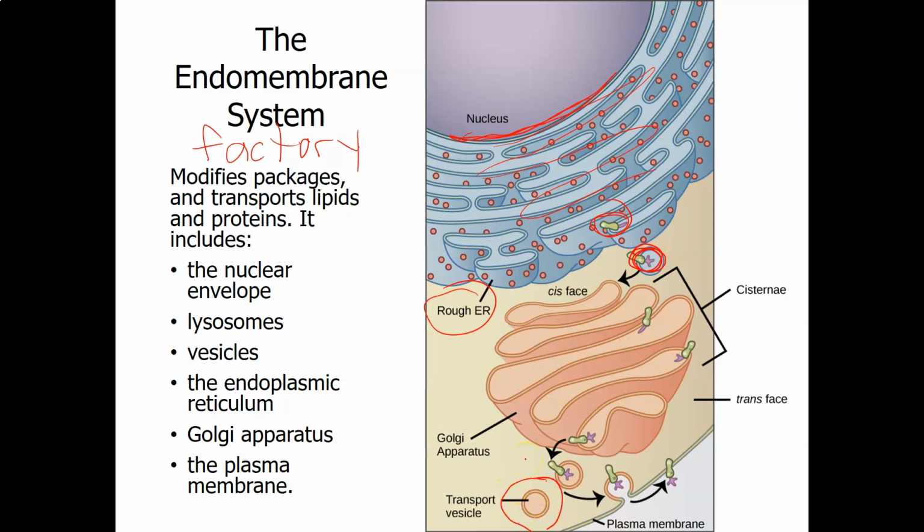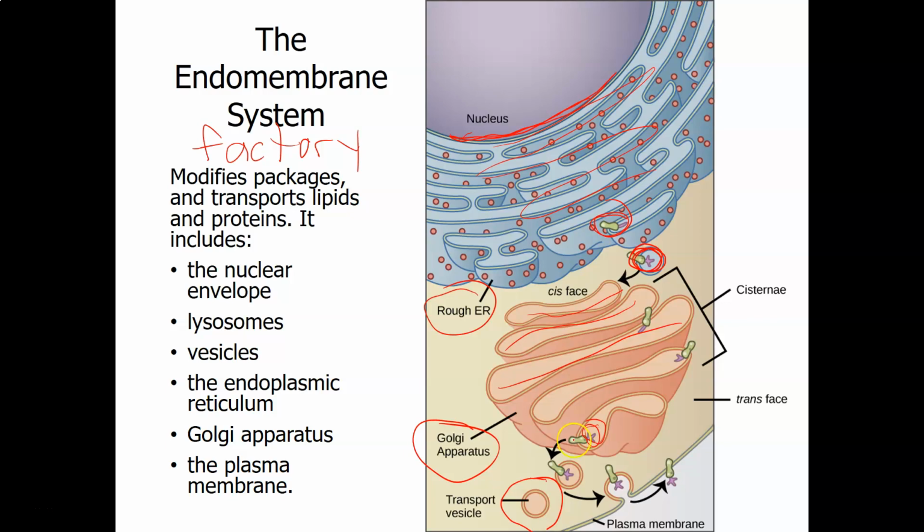So that vesicle fuses with the Golgi complex or Golgi apparatus. And the Golgi packages and sorts and modifies that protein. See how it's added something to the end? And a lot of times what it adds is a carbohydrate chain. But anyway, it modifies, sorts, and packages the proteins that are produced by the rough ER.